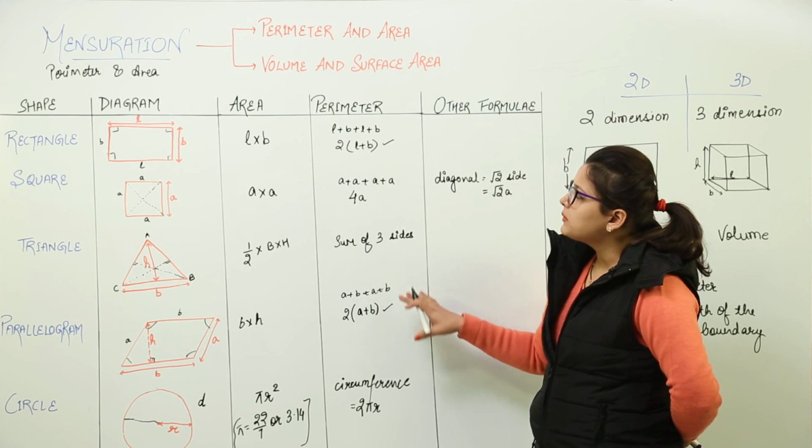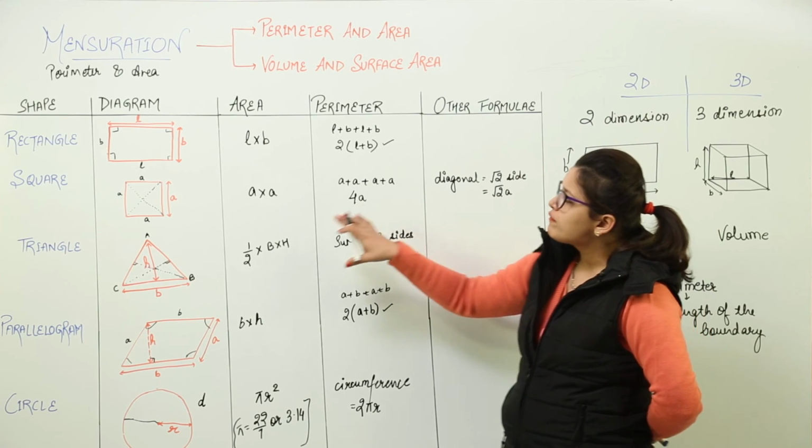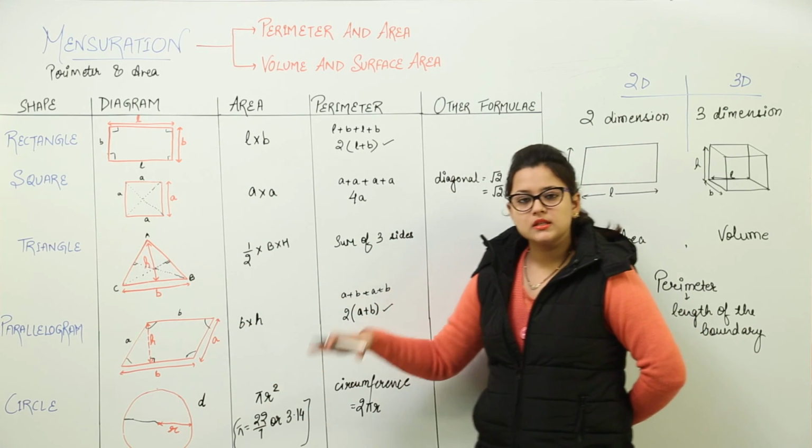So these are the formulas of area and perimeter for these shapes. We will be discussing the next shapes now.